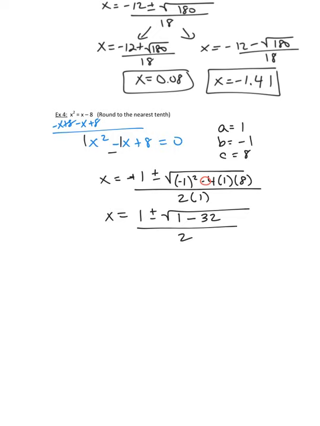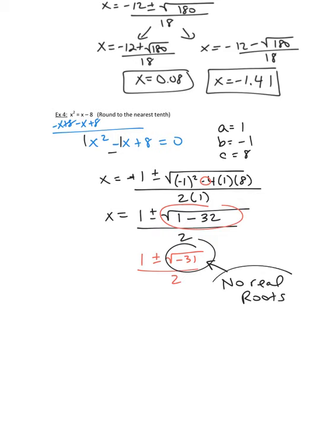Now in this situation, you notice that when you go to simplify this, you get a negative number. You're going to get 1 plus or minus the square root of negative 31. Right here, you can stop. If you come across this ever, you cannot take the square root of a negative. We already know that. That tells you that there are no real roots for this quadratic equation. That's telling you that the parabola is not intersecting the x-axis at all, and that's why you're getting something that can't be solved. So your final answer would just be no real roots.